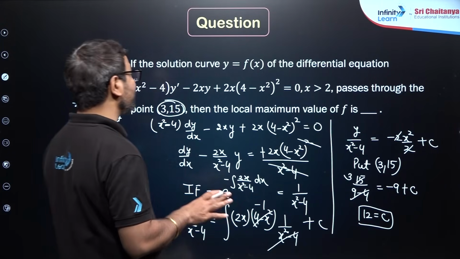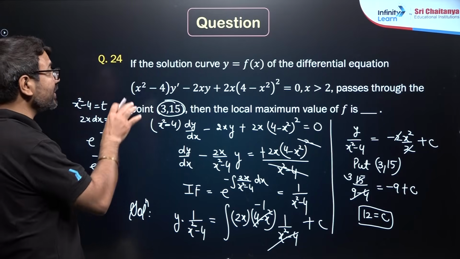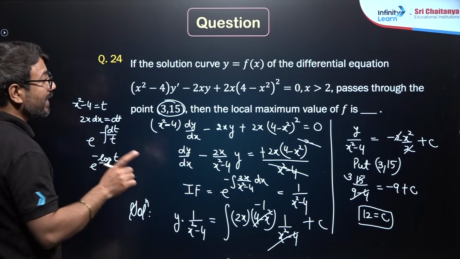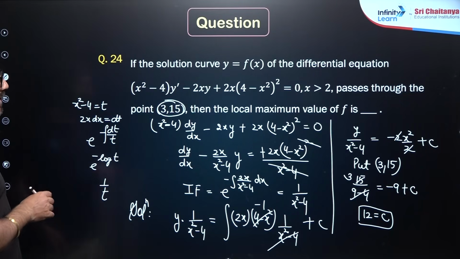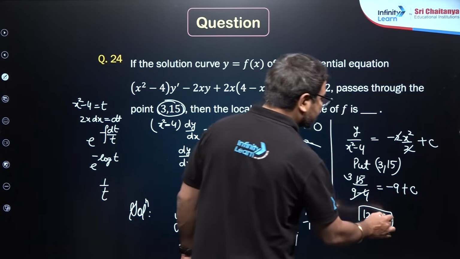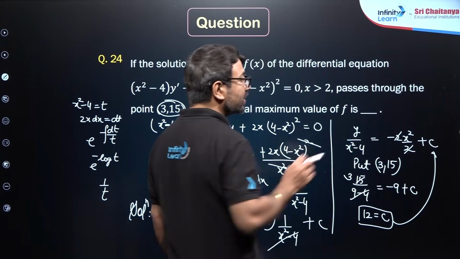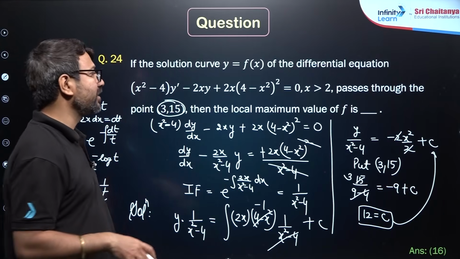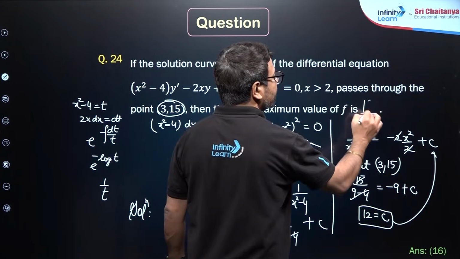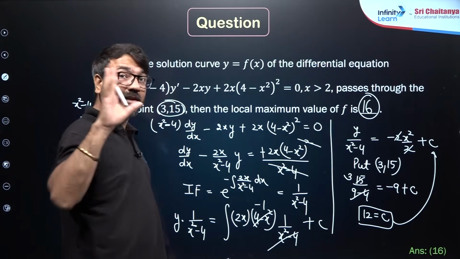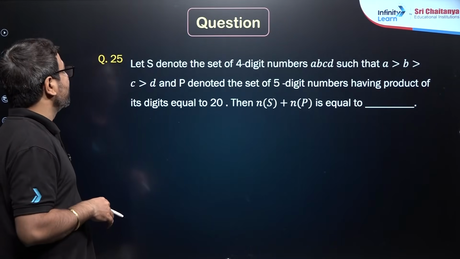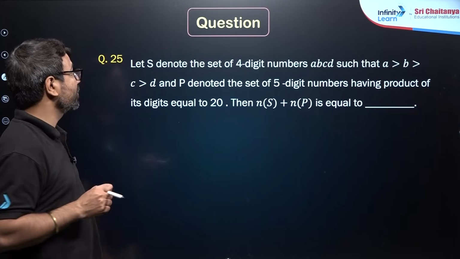Once you get the c value, they are asking you about the function that is being obtained as f. You have to find the max value of that function. So if you substitute this c value over here, you have to find the maximum of that function. The maximum value of that function will come out to be 16. I hope you understood. Now the next question.